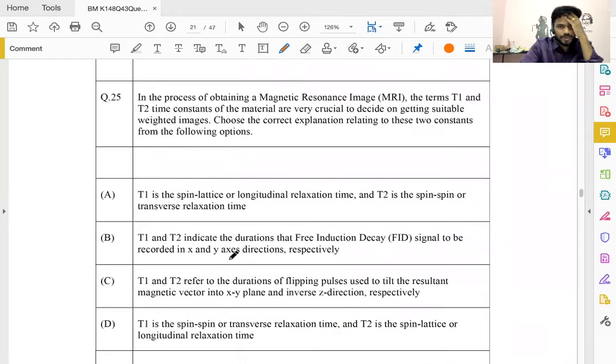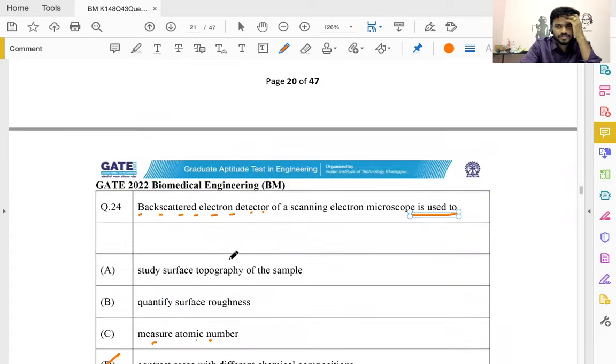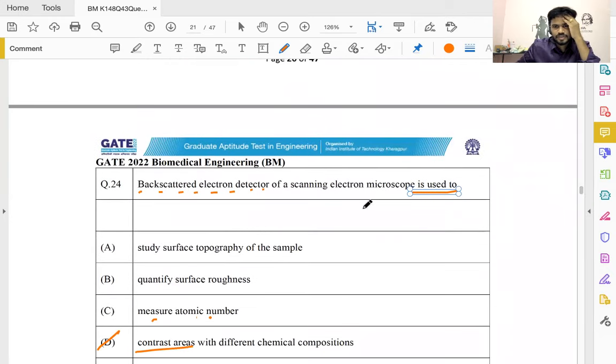Before I go on, the wording is 'is used to', let me just highlight, not 'can be used to'. There is a slight difference in what they mean. Yeah, but actually a nice question.